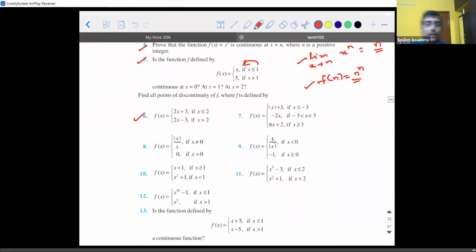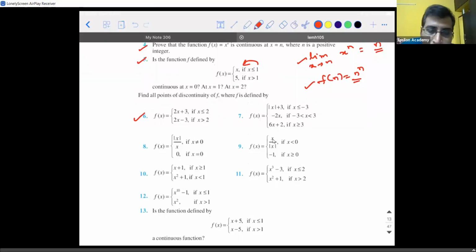Sixth one. F of x is equal to 2x plus 3 and 2x minus 3. So 2x plus 3 is a polynomial function. 2x minus 3 is also polynomial. So they are continuous throughout the real number system. But where is the break taking place? We need to check only at the place where the function is broken. We need to check at x is equal to 2.